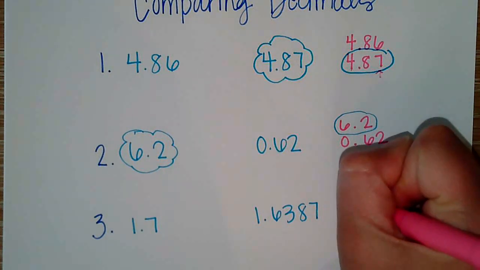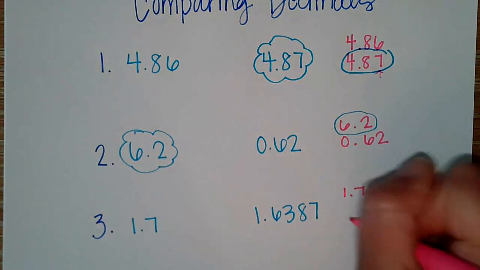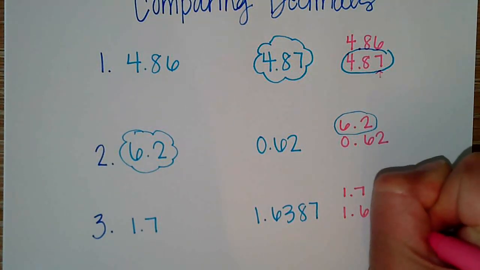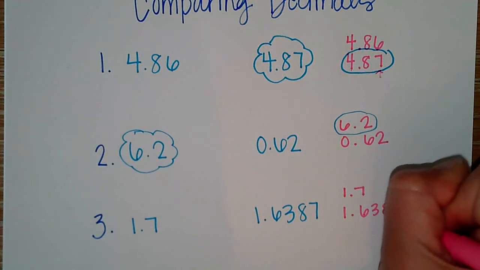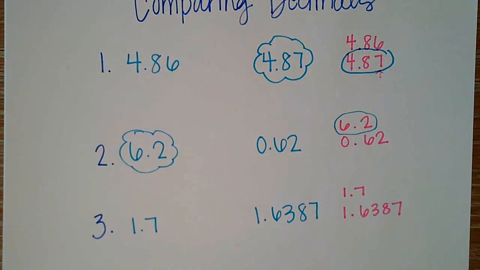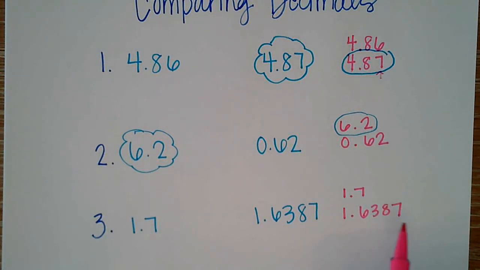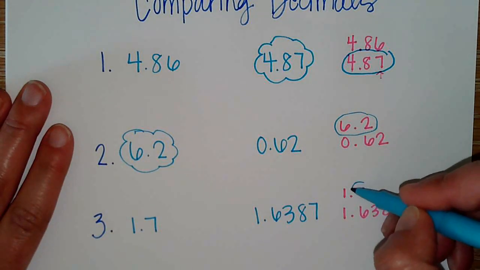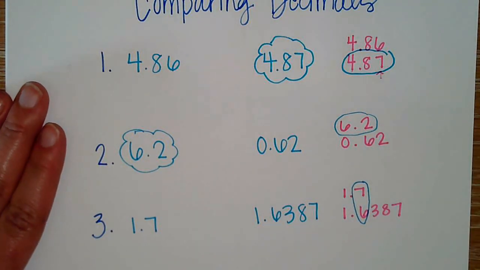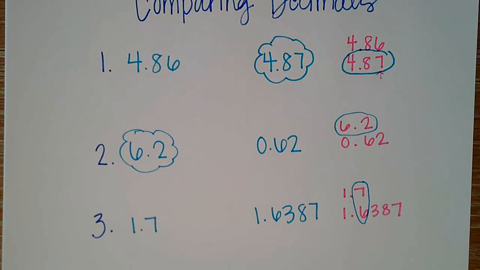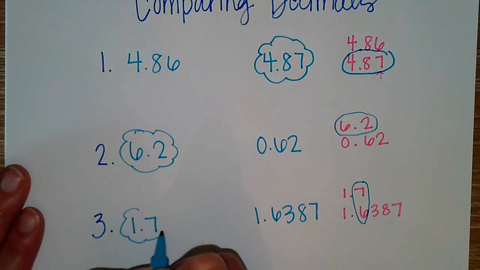We've got 1 and 7 tenths and 1 and 6,387 ten-thousandths. Now, this looks a lot larger because there are a lot more digits. But again, if I start as far to the left as I can, I've got my decimals lined up. 1 and 1 are the same. 7 is greater than 6. Therefore, 1 and 7 tenths is in fact the greater number.